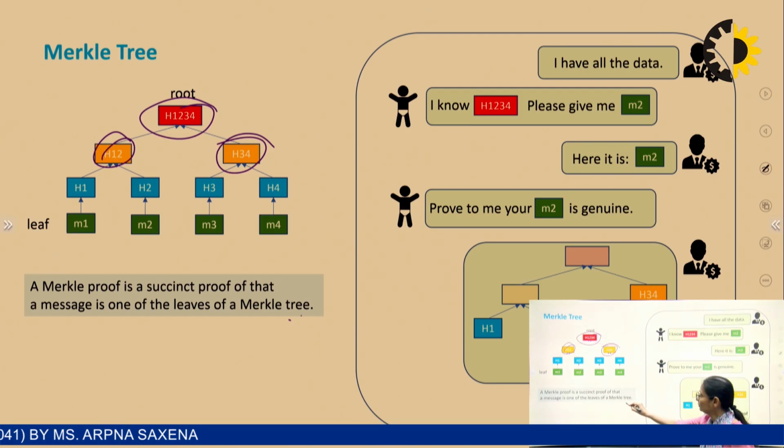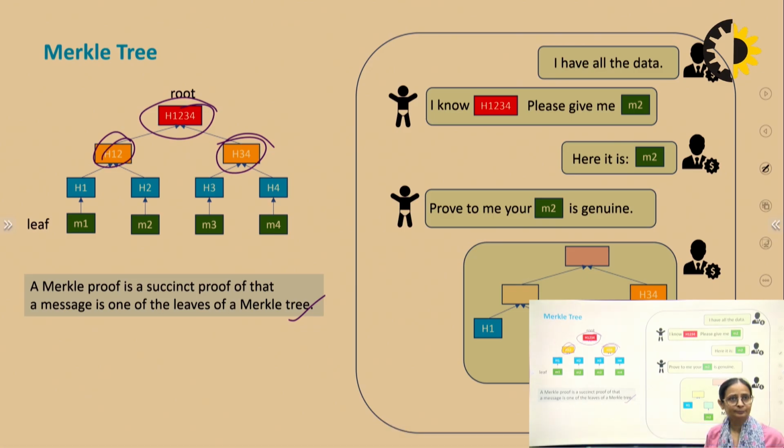How will we say this? Suppose I say I have all the data. If I have all the data available with me, then I know this is my Merkle root. Please give me M2. Now the person who has the blockchain will say, okay, this is M2. Now the person receiving M2 needs to verify that this M2 is the correct one, which I asked from the blockchain provider.